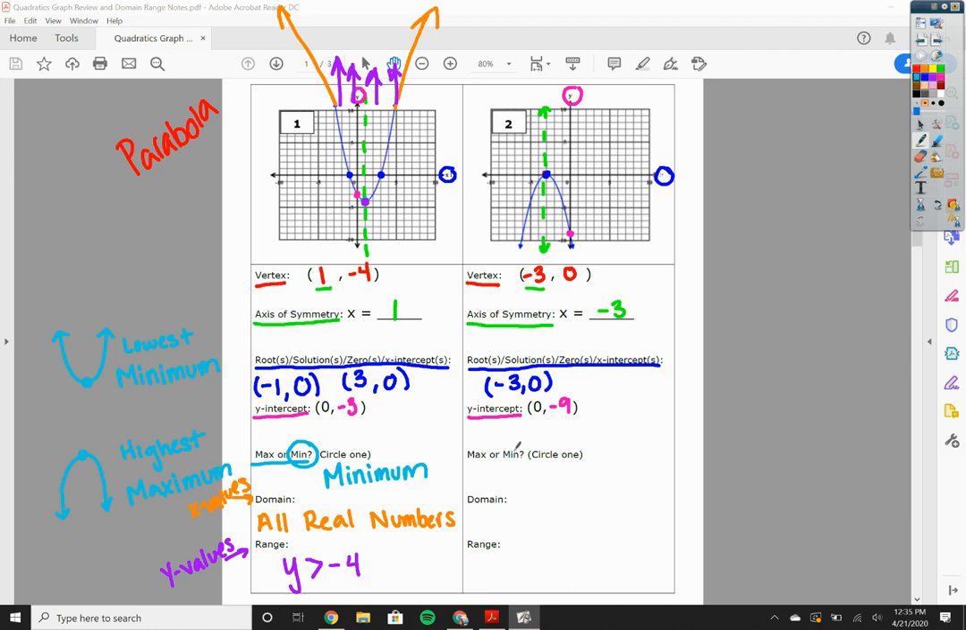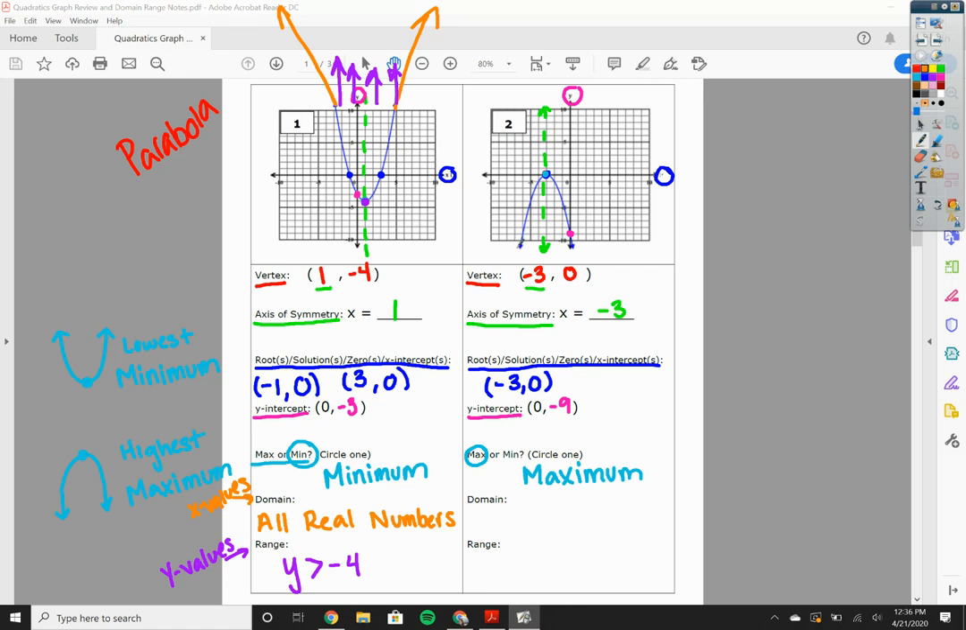Now with max and min, we can look back over what I did here. So if it looks like a U, that means it has a lowest point or a minimum. If it's an upside down U, it has a highest point or a maximum. So if we look here, it's an upside down U, which means this point here is going to be a maximum instead of a minimum. So these are the two types. Looks like a U, that has a minimum. Looks like an upside down U, that's a maximum.